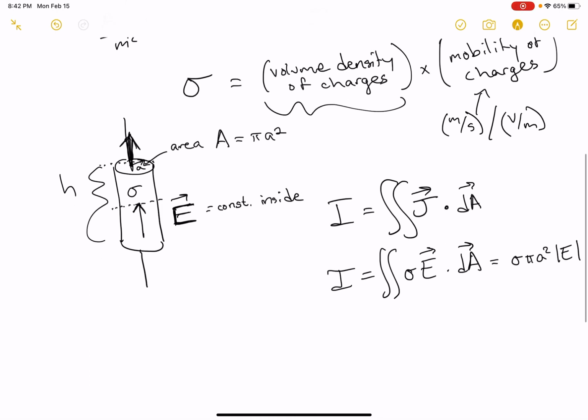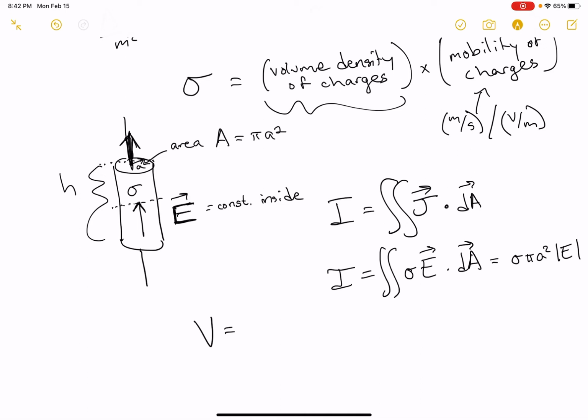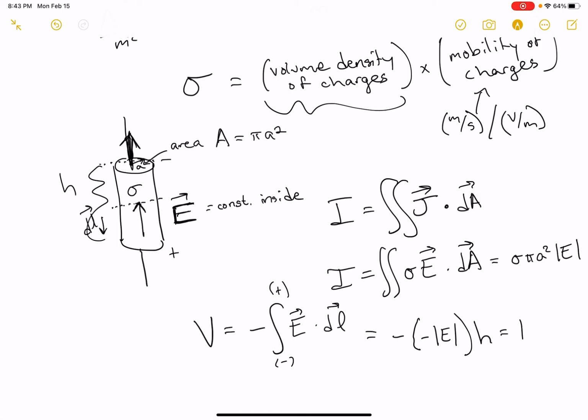So that's the current. Okay, what's the voltage? From how we've defined the voltage, we have minus the integral from one end of the cylinder to the other end of the cylinder. We'll have it be plus to minus like that. So the integral is generally done from the minus end to the plus end. And it will be E dot dl. Electric field is pointing up. dl is going to be pointing down. So that ends up being minus magnitude of the electric field times the height, or magnitude E times H.